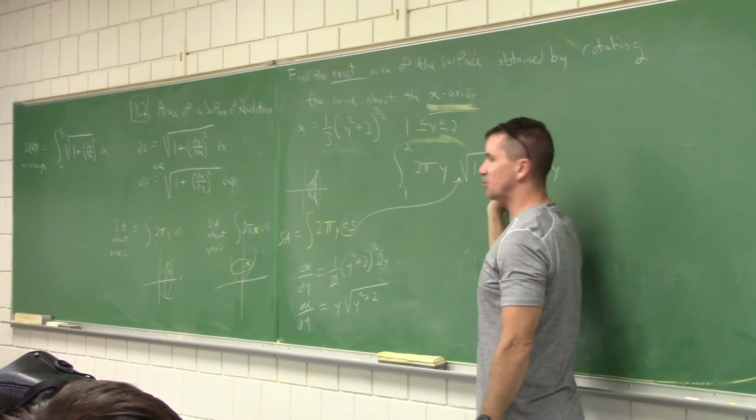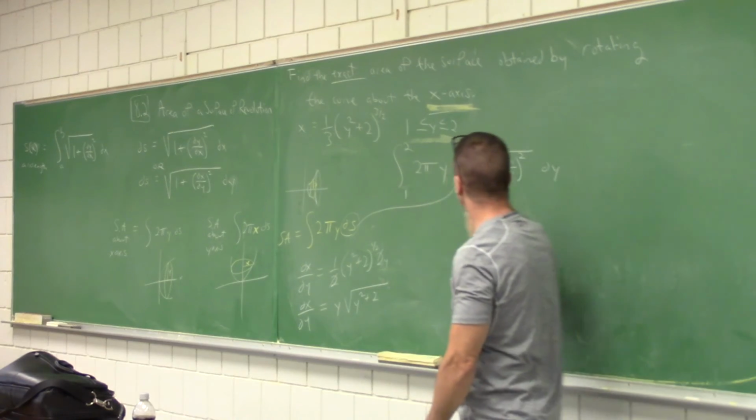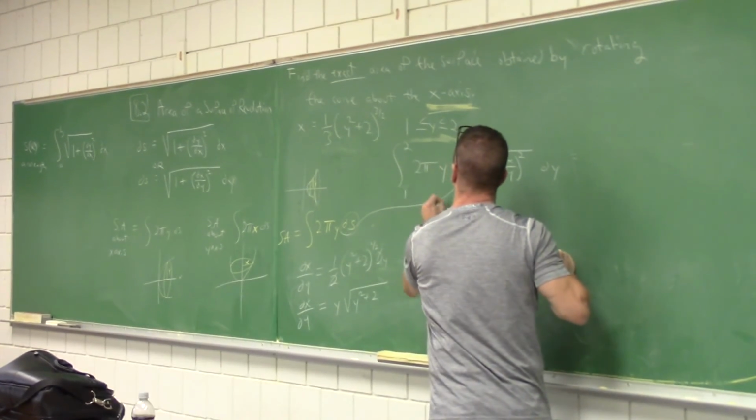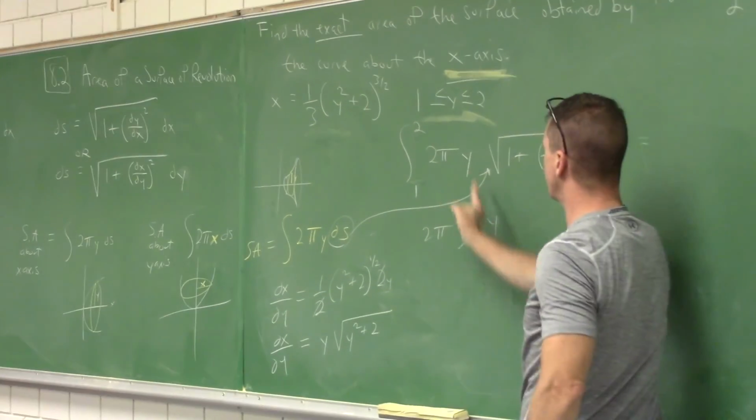Now, if you forgot to square it, this would look like one ugly integral. So make sure we square this thing when we put it in here. There I go again, the integral from 1 to 2. You can put the 2 pi out here. Keep that letter y there. I want to see that y.